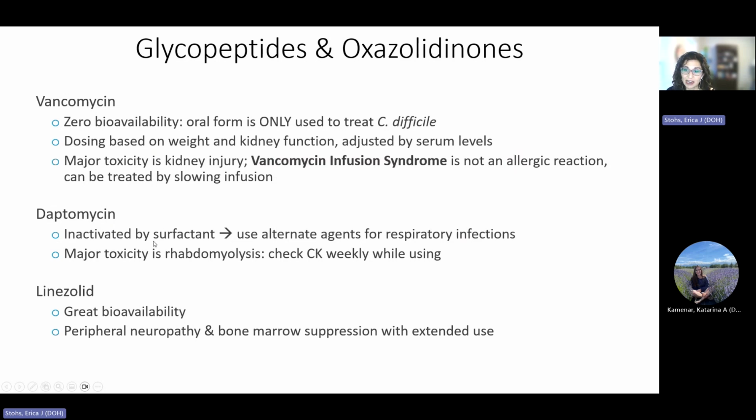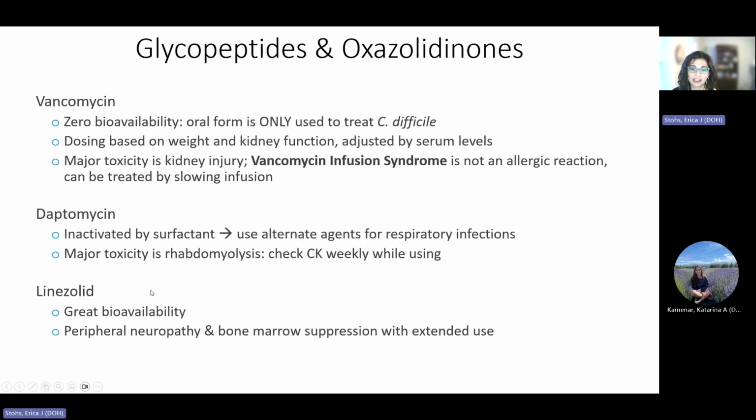Daptomycin is another great anti-MRSA drug. The main caveat to know about this one is that it is not your go-to if you're worried about MRSA pneumonia, because it can be inactivated by surfactant, which is a substance that is produced by the tiniest lung cells that would inactivate it. So that's why we don't use that for pneumonia. The major toxicity and something we monitor for is rhabdomyolysis, and that's by checking the CK while patients are on this.